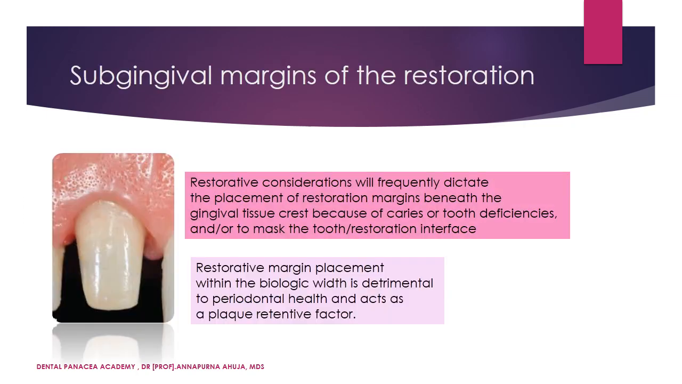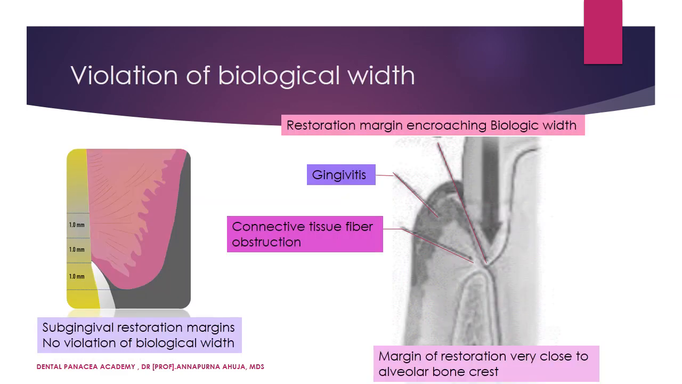Next is subgingival margin of the restoration. The restorative consideration will frequently dictate the placement of restoration margins beneath the gingival tissue crest because of caries or tooth deficiencies and or to mask the tooth restoration interface. Restorative margin placement within the biological width is detrimental to periodontal health and acts as a plaque retentive factor.